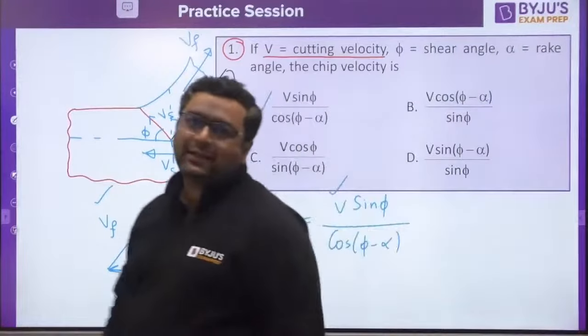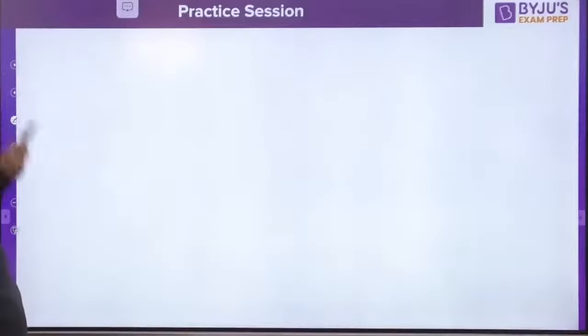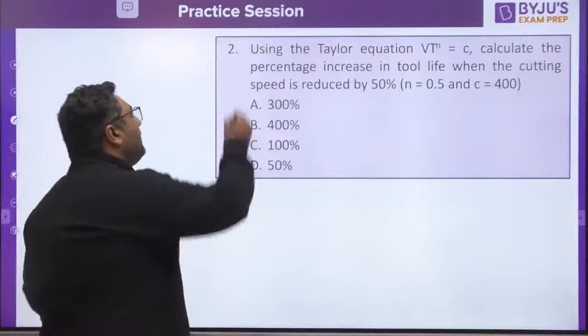Okay, so let us see the next question. We are moving to the second one, and the second question is this. This is from the Taylor tool life equation.